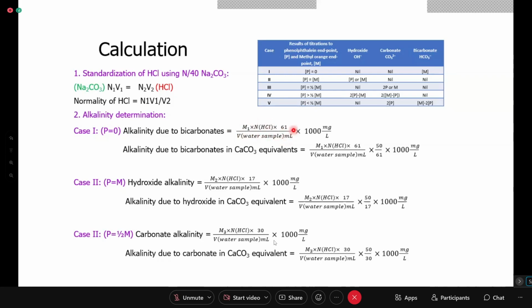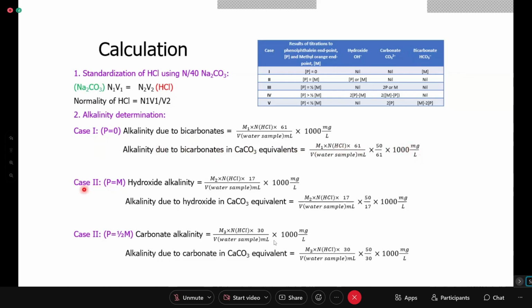This into the equivalent weight of bicarbonate, which is 61. So this is the bicarbonate alkalinity. Now when you express it as CaCO3 equivalents, it becomes 61 into 50 by 61. So this is alkalinity in CaCO3 equivalents.